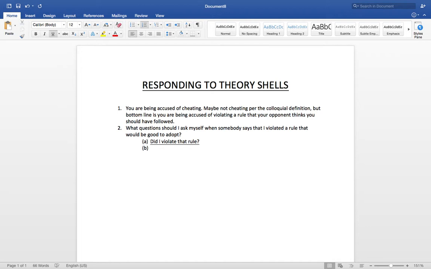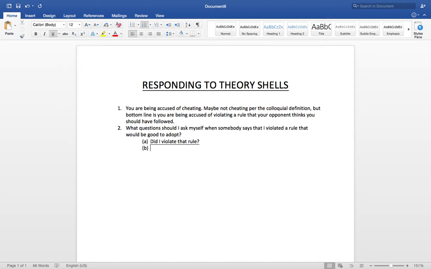So what would be a case in which you didn't violate the rule? Let's say they say you can't specify and defend only the countries you specify. But let's say you specified Nigeria and were willing to defend disads to Canada and Brazil. So even though you specified a country, you still meet their rule because you are willing to defend all disads.